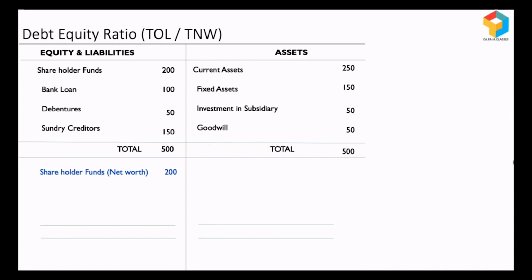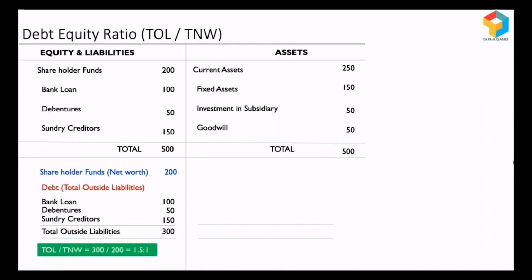Then we have to compare that with the debt, which is outside liability. So bank loan of 100, debentures of 50, and sundry creditors of 150. And what is the total? Total outside liabilities is 300. So debt equity we can calculate as debt divided by equity, or total outside liability by net worth. Okay, 300 by 200 will give us a debt equity ratio of 1.5:1. It means for every 1 rupee contributed by the owner, this business is borrowing 1.5 rupees.